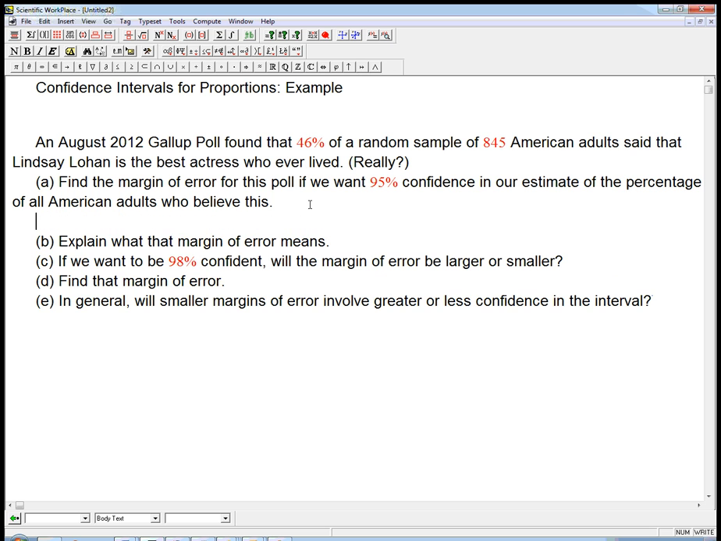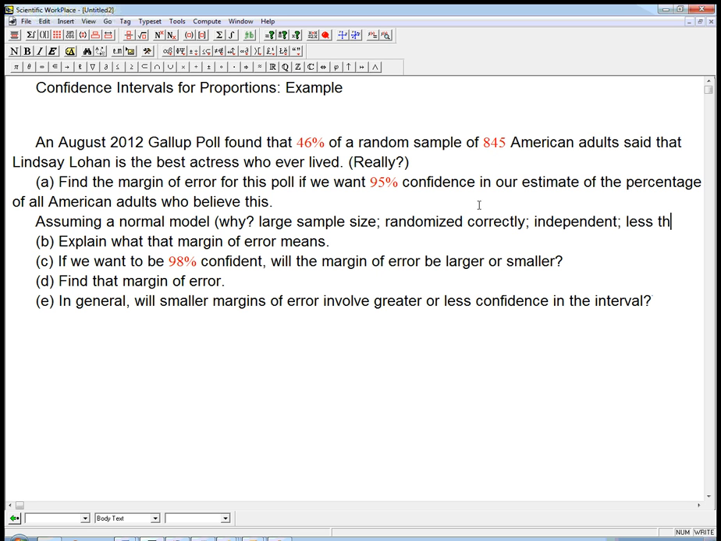For 95% confidence, we're assuming a normal model. Why? Well, it's a large sample size, so the large enough sample size condition should be met. 845, the np and the nq, p, the proportion is about half, and so half of 845 is way bigger than 10. Hopefully, if they do their job correctly, Gallup knows what they're doing, it is randomized correctly, and the responses should be independent of each other.